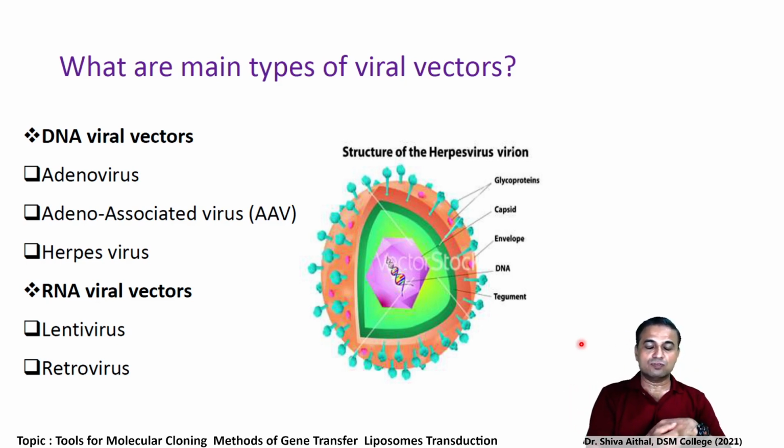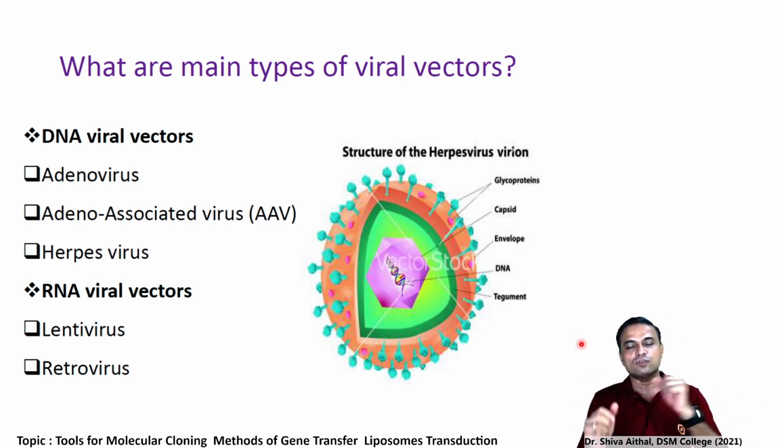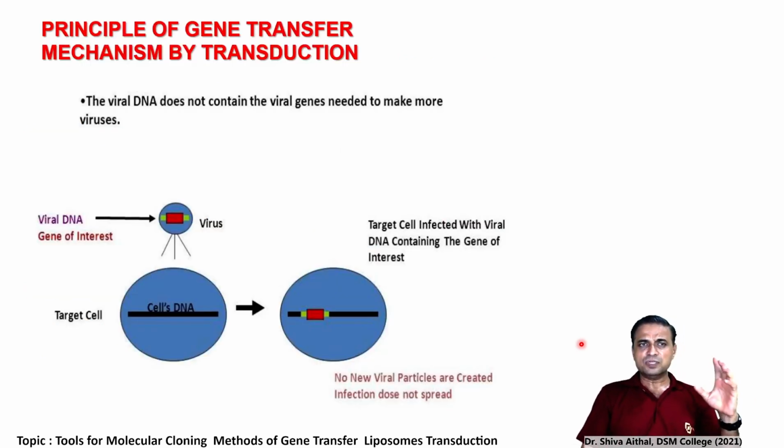Earlier we saw vectors which were somewhat different. Here now you are using it for gene therapy, where your gene of interest will be introduced directly into the host. The host can be a whole human body and his cell lines also. For that, DNA viral vectors, adenoviruses, adeno-associated viruses, herpes virus, lentivirus, retrovirus, these are used. These are used in such a fashion that their virulence is removed and they are used just as carriers of your gene of interest. The principal mechanism of gene transfer by the mechanism of transduction is like this.